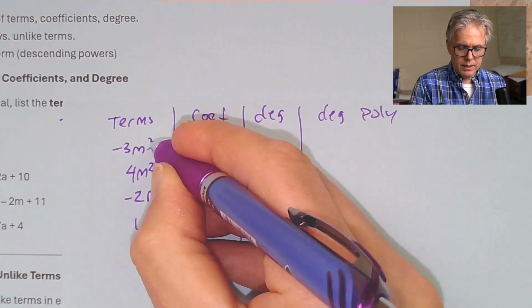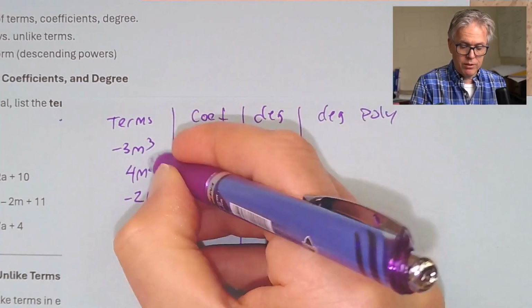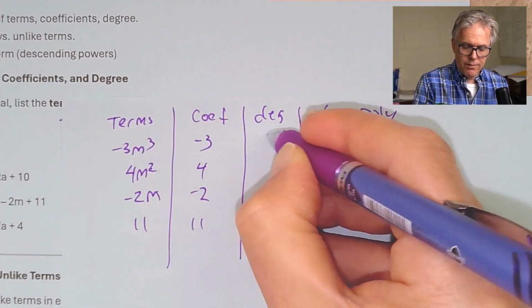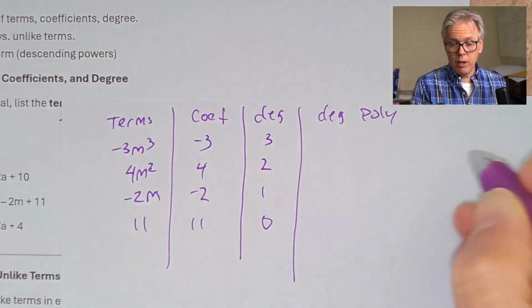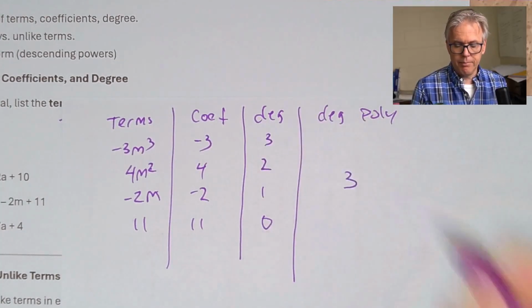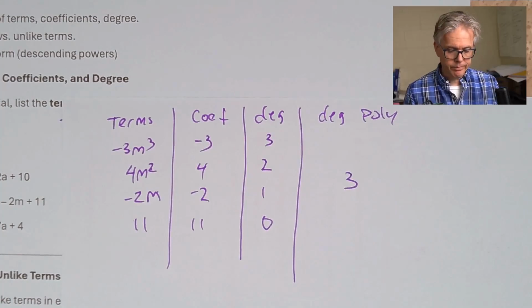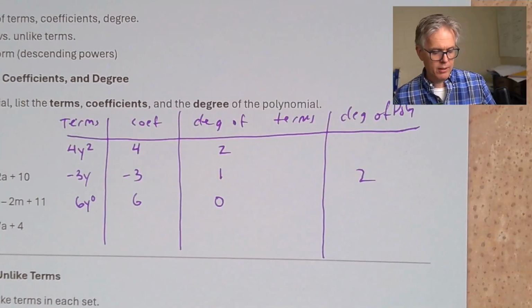The degree, we're looking at these terms right here. I mean, each term's exponent. We have 3, 2, 1, 0. The degree of the whole polynomial, we just look at the highest one, 3. Hope that helps on that little part.